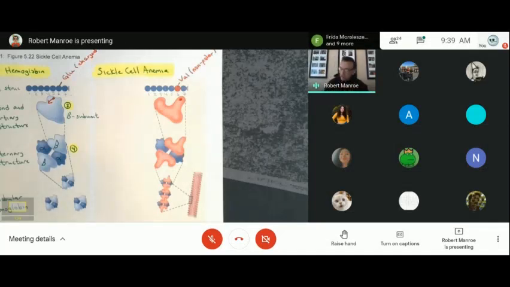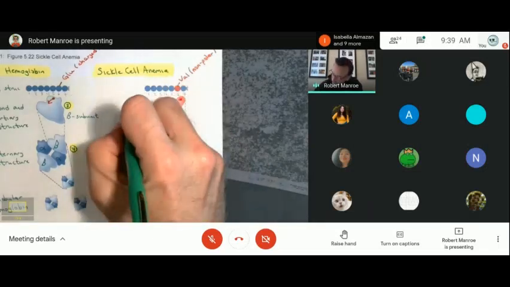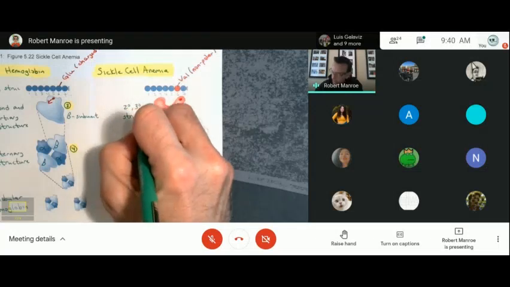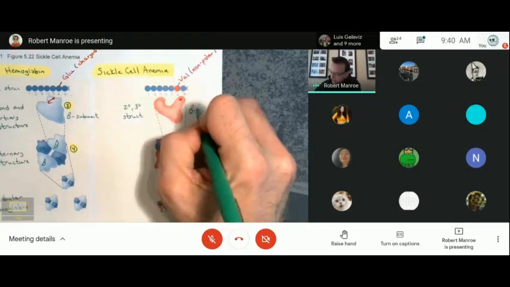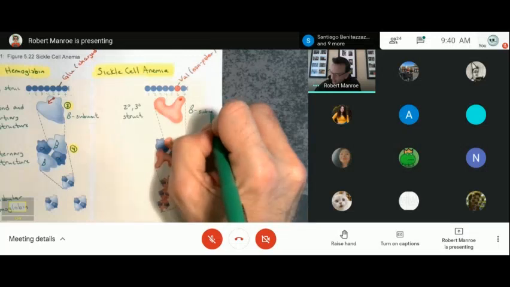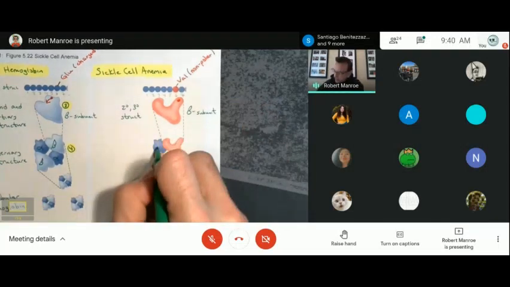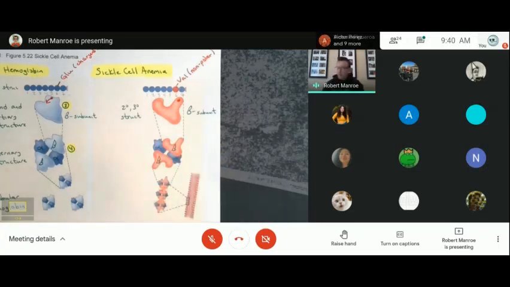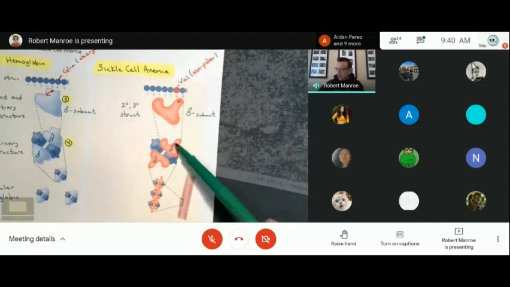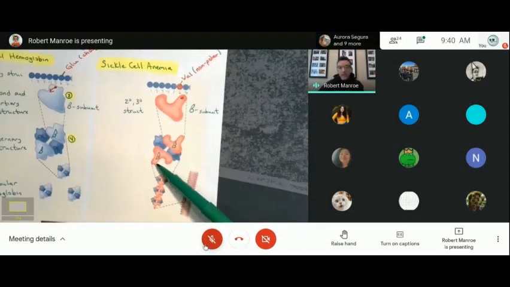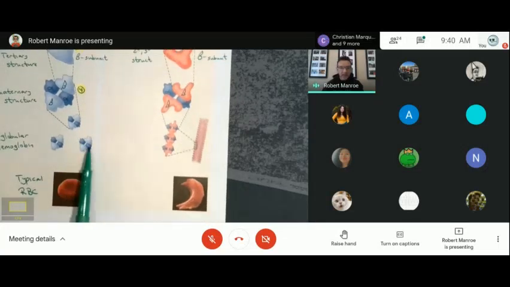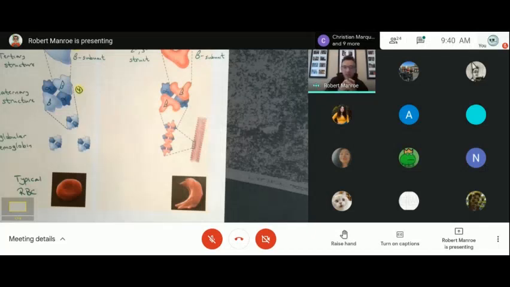Okay, so this is your secondary and tertiary structure. I'll use a little shorthand here. This is your beta subunit. You then form alpha subunit, beta subunit, beta subunit. And do you see how this arm sticks out the top and the bottom? Now what happens is the hemoglobin molecules, instead of being these globular little blobs, have an arm out the top and the arm out the bottom.